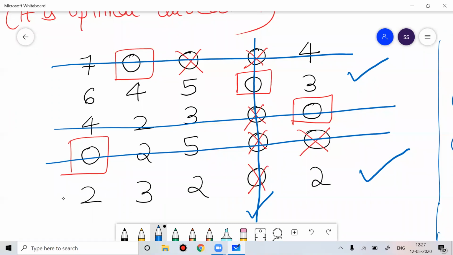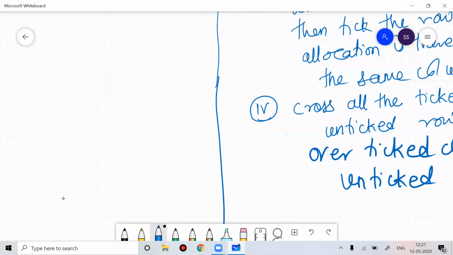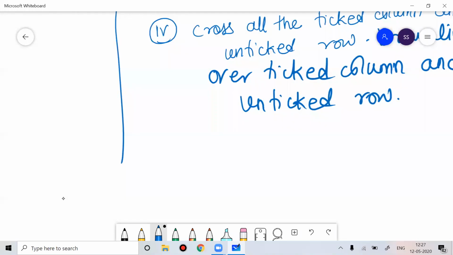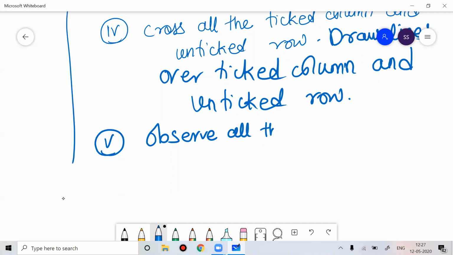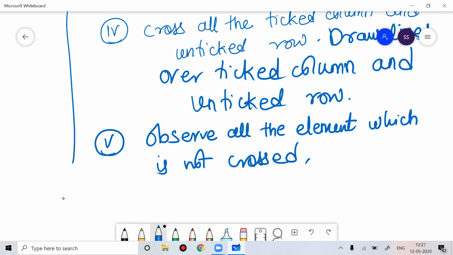Now what will you do? What is your fifth step? Your fifth step is to observe all the elements which are not ticked, which are not crossed.